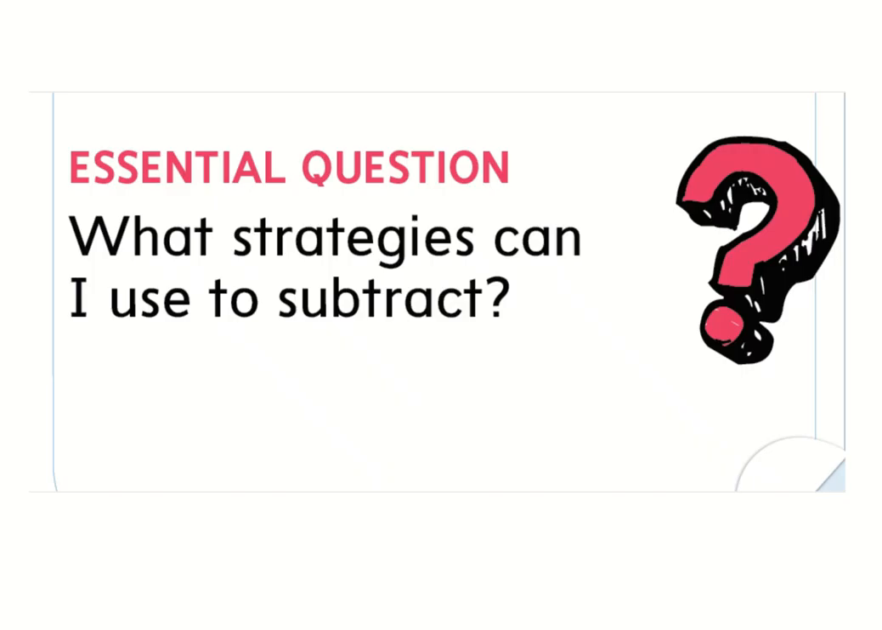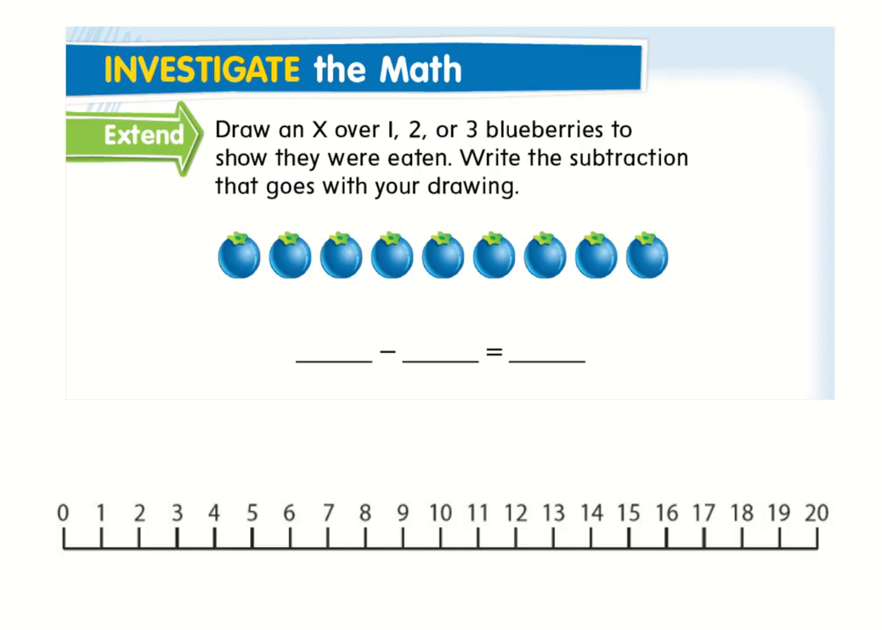So, the first thing that we're going to learn today is what strategies can I use to subtract? We've been learning a lot of stuff with addition and talking about our doubles, near doubles, counting on, those kind of strategies. Now we have to talk about the ones we're going to use for subtraction. Our first one that we're going to learn how to do is counting backwards.